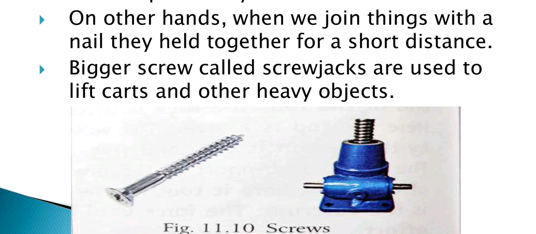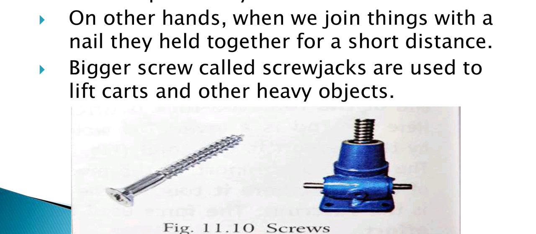So all the big machines are a combination of these simple machines. When they make big machines, at some places they use a pulley, at some places a screw, at some places a wheel and axle, and at some places levers. So all these big machines are combinations of some of these simple machines.